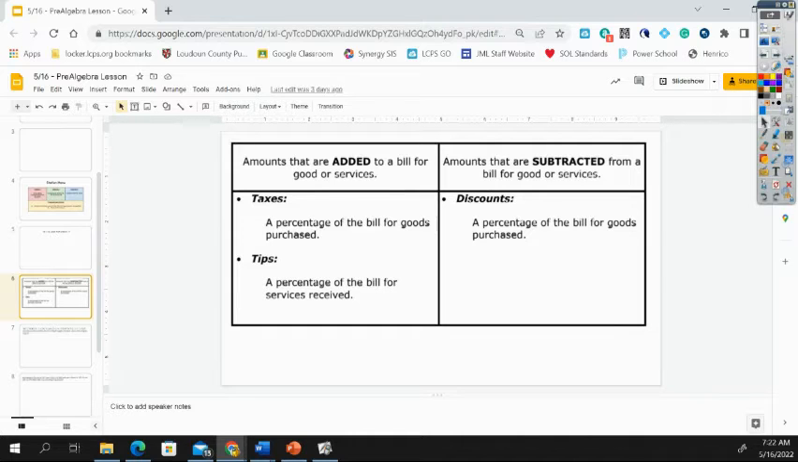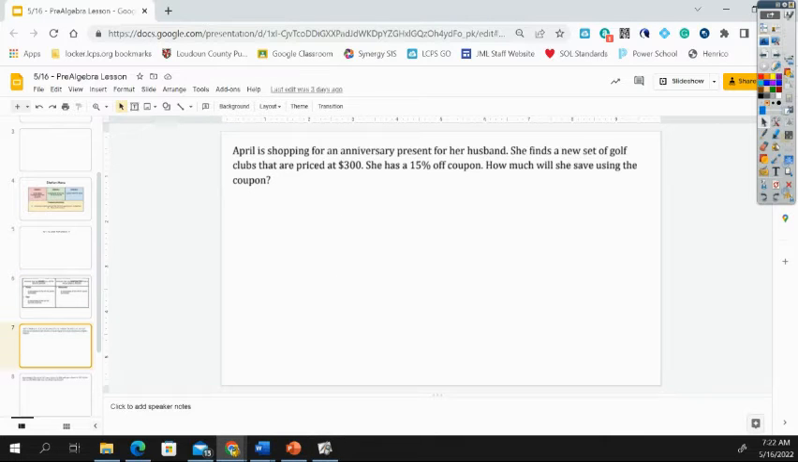Taxes and tips make things more expensive. So if you're doing a tax or tip problem and they want the total, you need to add whatever the tax and tip is to the original price. Discounts make things cheaper, so you need to make sure you subtract in those scenarios. So let's look at some problems real quick.